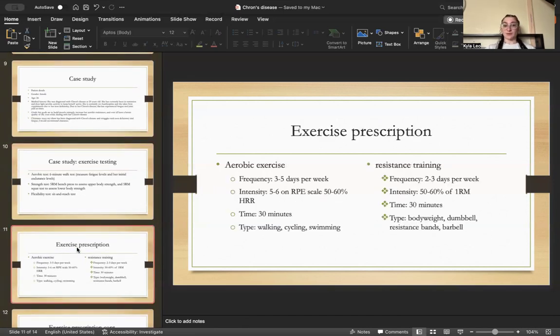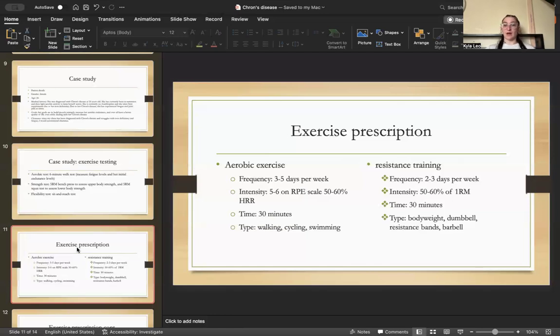So for her exercise prescription, for her aerobic exercise, I did for frequency 3 to 5 days per week. For the intensity, I did a level 5 to 6 on the RPE scale, so very light, nothing too intense, and 50 to 60% of her heart rate reserve. The timing, I would say about 30 minutes to begin, and types of aerobic exercise we could conduct would be walking, cycling, swimming, nothing too intense as stated.